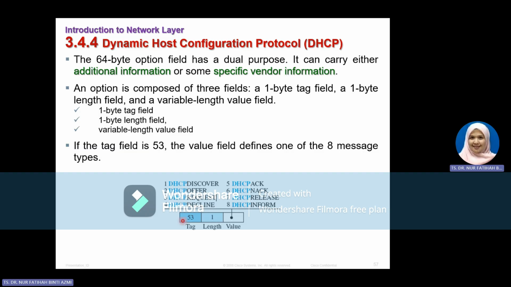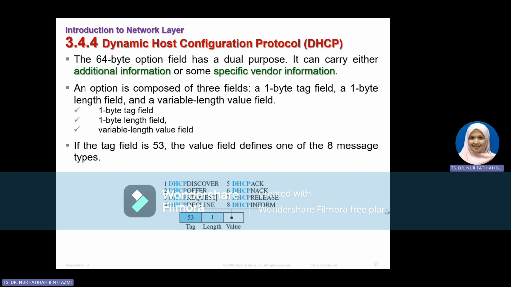And then number 3, we have DHCP Request. The client will use this message to either accept a server offer or to request a renewal of the IP address that was borrowed earlier. Then we have DHCP Decline. When the client detects that the offered IP address is already in use, it informs the server with this message.